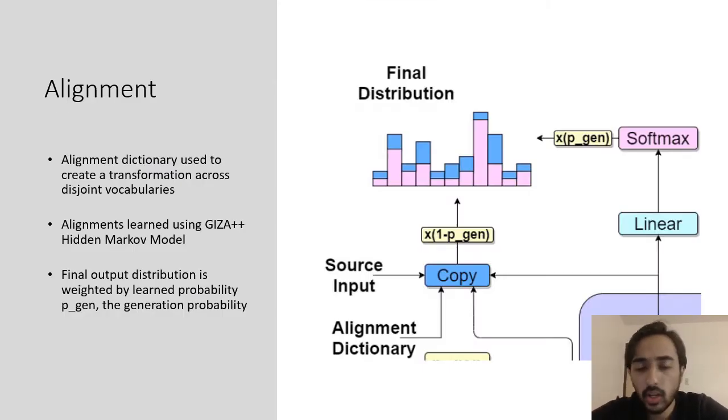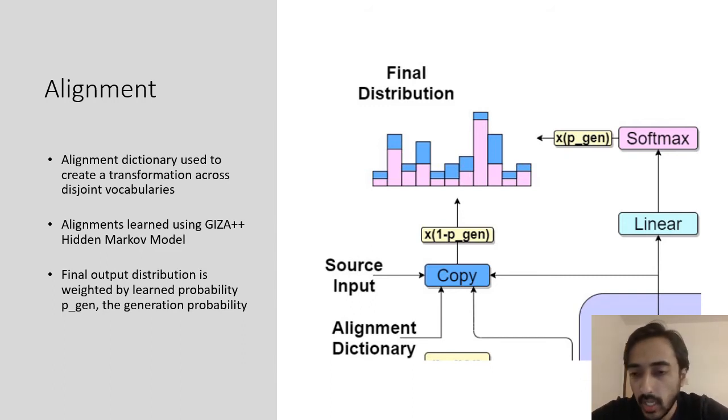Where our model differs from this comes into play when we have to deal with the disjoint vocabularies of the source and target. And we deal with this by learning an alignment dictionary using a third-party library, Giza++, that's used for machine translation and uses a hidden Markov model. And Giza++ basically gives us an alignment dictionary that maps a source token to a target token.